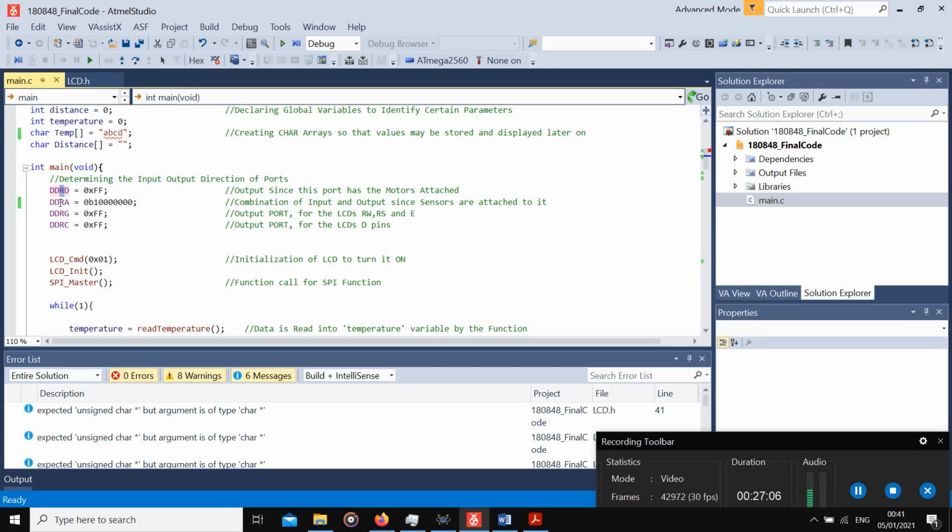Then you have your DDRA, upon which you have your sensors. For the sensors, you have the 0 0 0. 0 is basically input, so you need to get input from your sensor. That is why we have declared 0 over here.